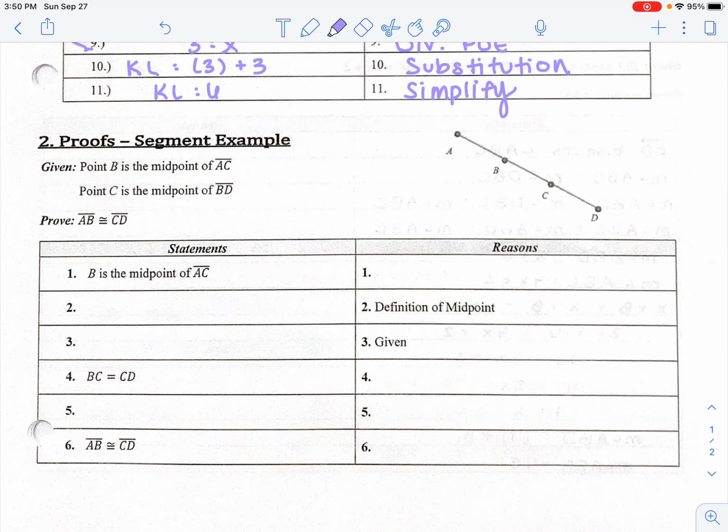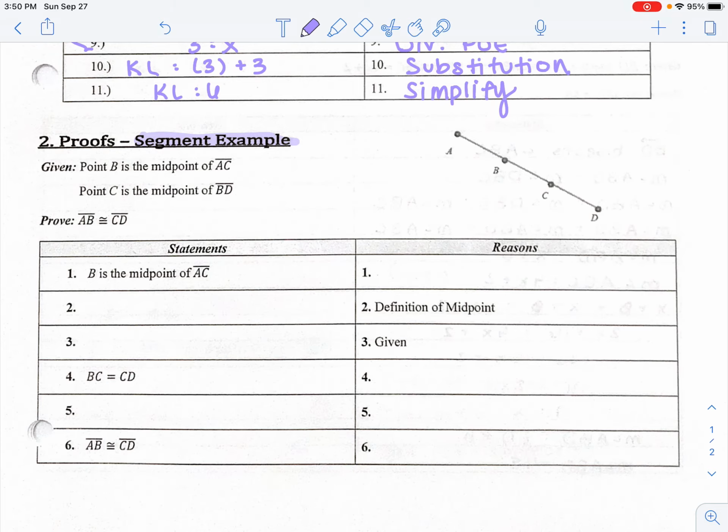All right. Let's try this one. This is another segment addition example here. All right, just a little different. It says that our given is point B is the midpoint of AC, point C is the midpoint of BD, and our goal is to prove that AB, that symbol right there, remember, is congruent to CD.